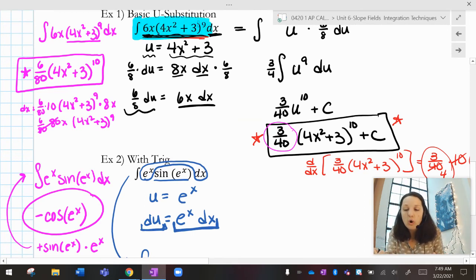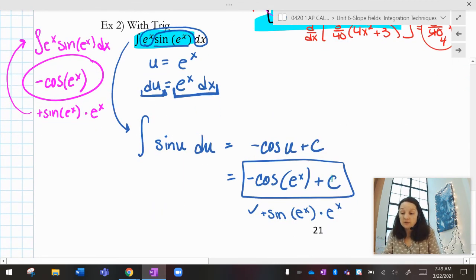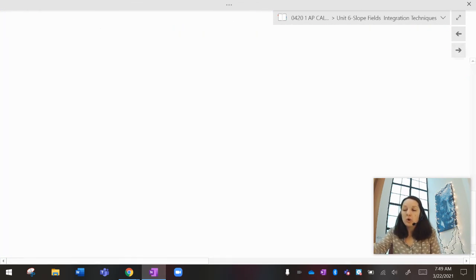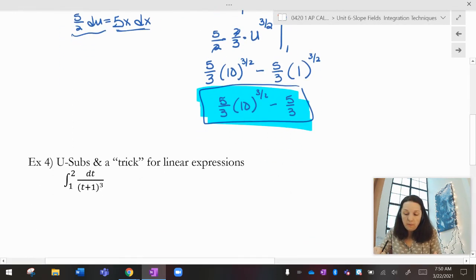I want to know what's the antiderivative of 6x times 4x squared plus 3 to the ninth, and I found it. I wanted to know what's the antiderivative of e to the x sine e to the x, and I found it. When you have a definite integral, I don't really care what the antiderivative is. I just want the answer. Okay? So when you have a definite integral, you're going to do a U-sub, substitute in some U-bounds, and that's how you will get your answer.